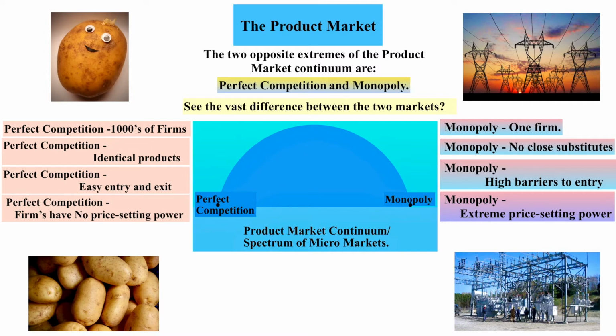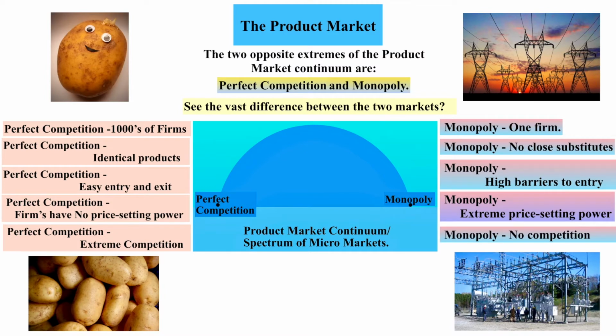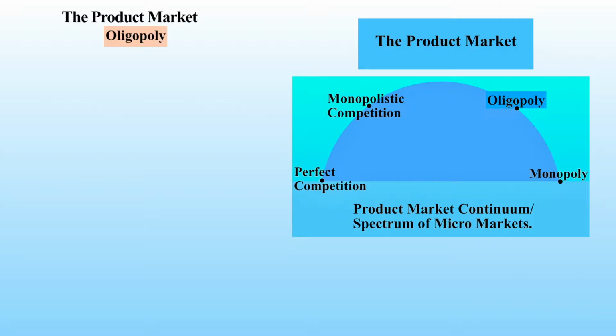Not total, because even though there are not close substitutes, say for electricity, they can raise their prices a lot, but still, if it gets too high, someone can go out and buy a generator. So there are substitutes to some extent in a monopoly sometimes. Perfect competition, extreme competition. Monopoly, no competition, no significant competition. As we move left from the extreme right of the monopoly on the continuum, we encounter oligopoly markets.